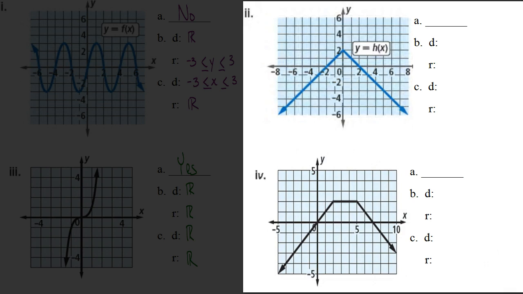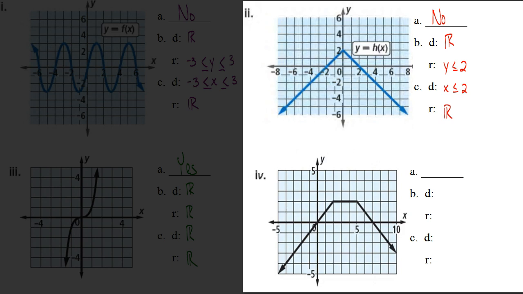Okay, so let's see how you did. For the one in the top right, what you should have gotten is that no, the inverse of that would not be a function. And you should have gotten that the domain for that would be all real numbers, and the range would be everything less than or equal to 2. And then for the domain and range for the inverse, those two would switch.